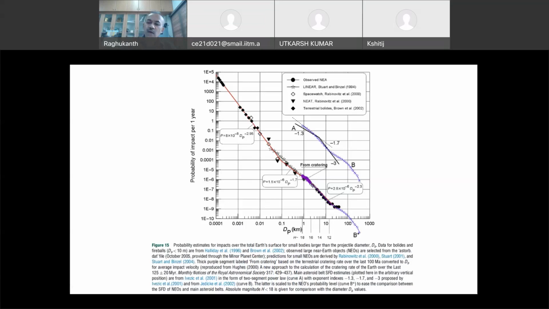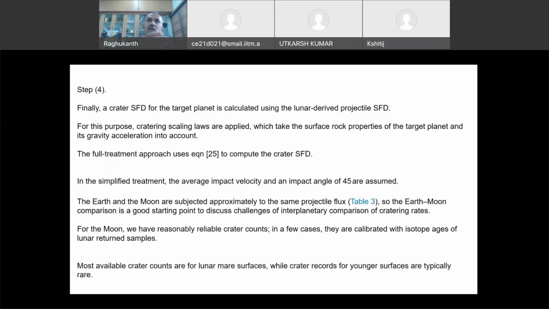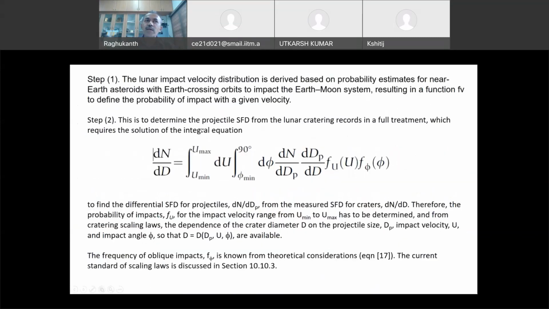Now once I know all these numbers, such as impact rate and collision probability, then you can estimate. That is step 4. The crater size frequency distribution is calculated using the lunar-derived projectile size frequency distribution. You have to correct for all those things. Once you know the size frequency distribution of the projectile, it is very easy to calculate the size frequency distribution of the diameter. You can use the same equation, but F of U will be different.